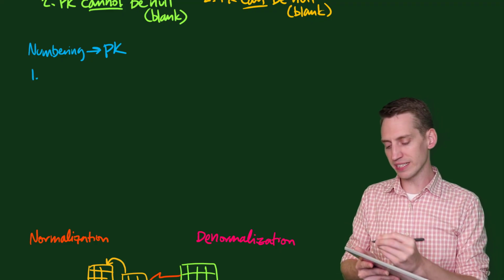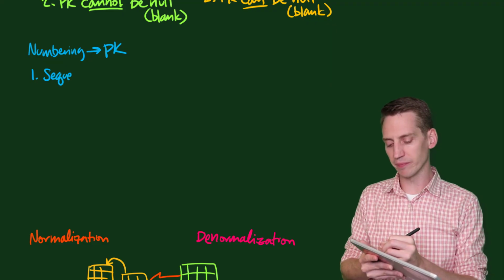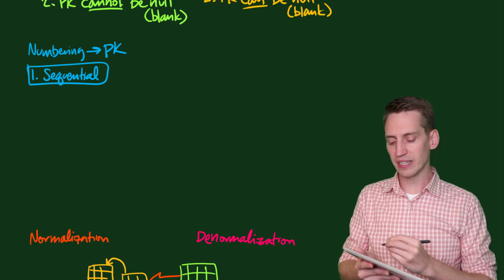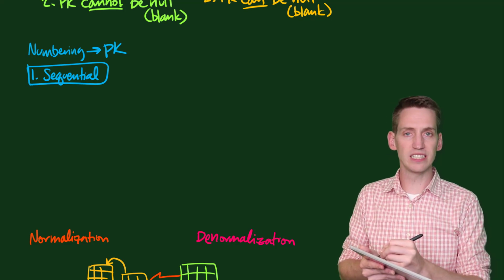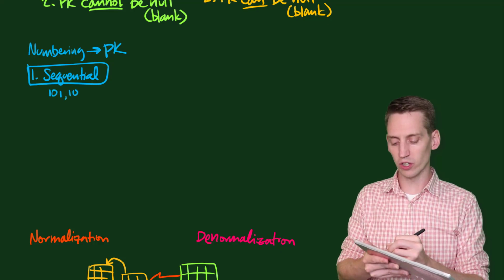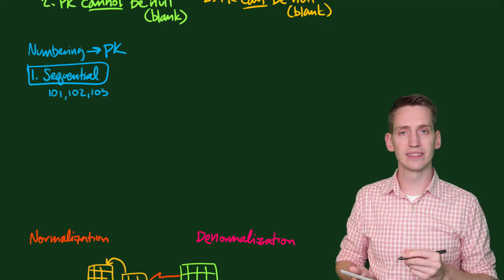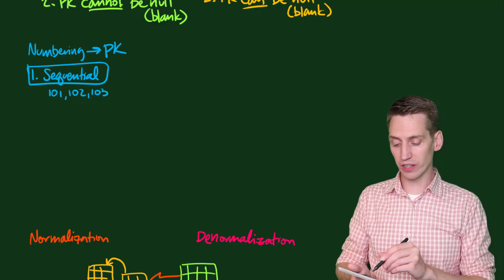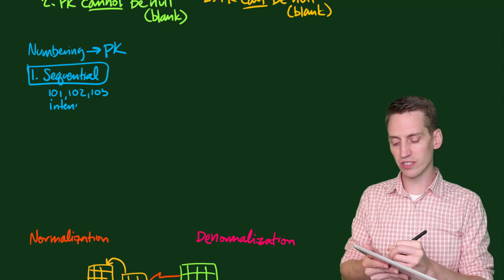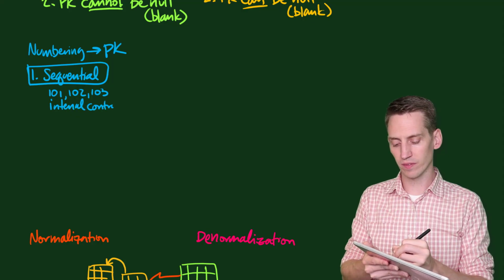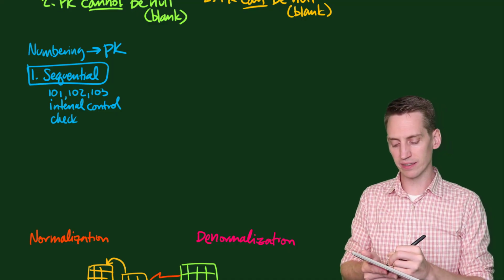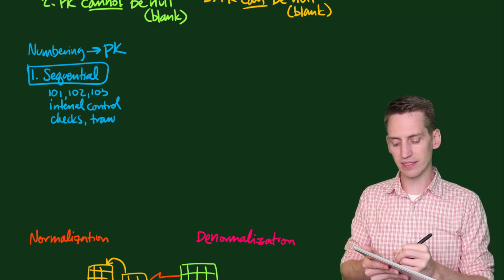The first one that we see is something called sequential numbering. Sequential numbering means that we're going in sequential order. So if we have a number that's 101, and then 102, 103. These are really useful. We want to make sure that all of the data are there. So it's very useful for internal controls, for things like checks or transactions.